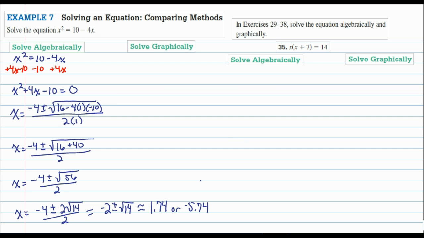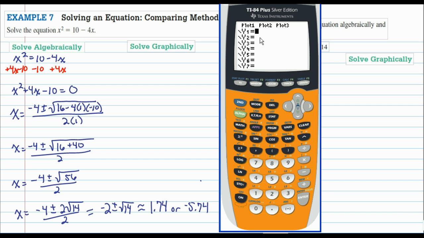In your calculator, I told you there are two ways to solve these. You could set everything equal to 0 and find the zeros on the calculator, but then you risk making error. I'd like to type in everything originally without any work done by me. So what I do is I'll put in y1, the left side of this equation, x squared. And then in y2, I'm going to put in 10 minus 4x. And I'm going to hit zoom 6.